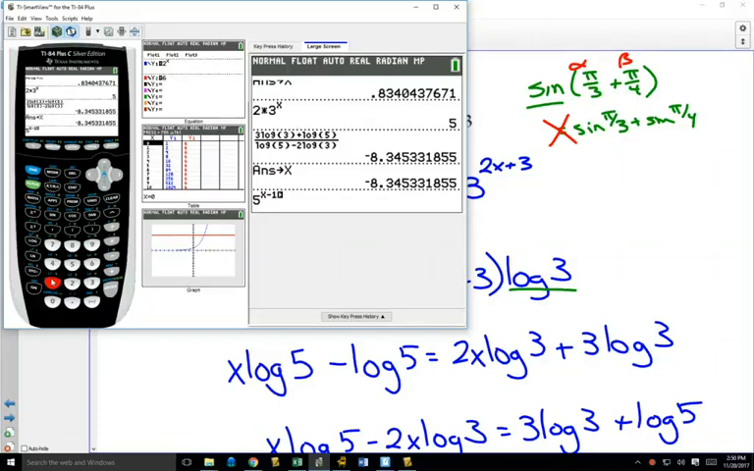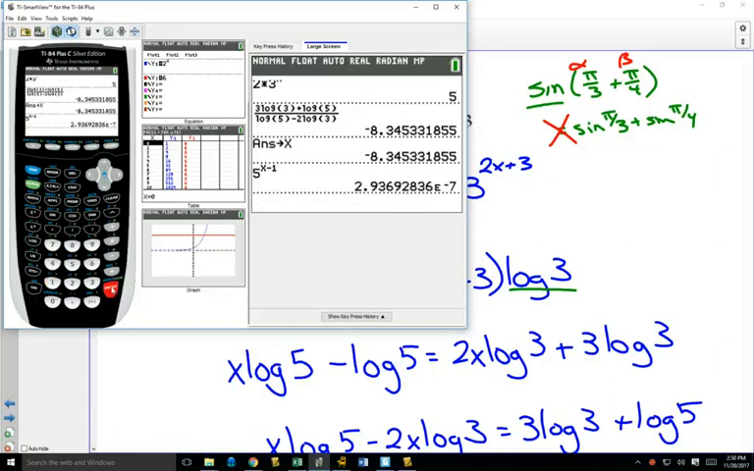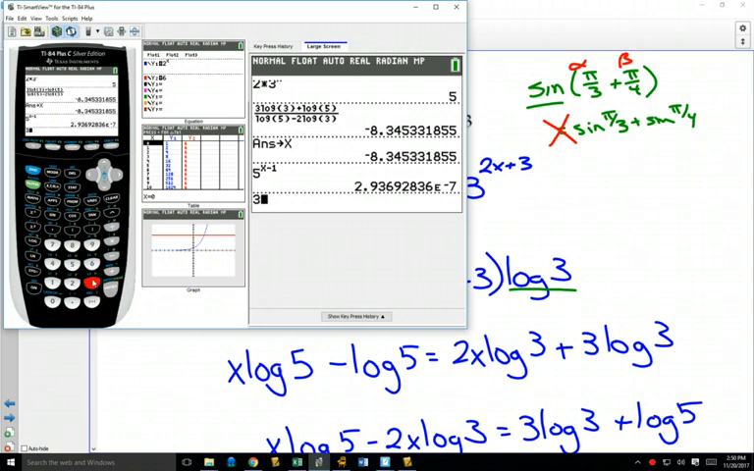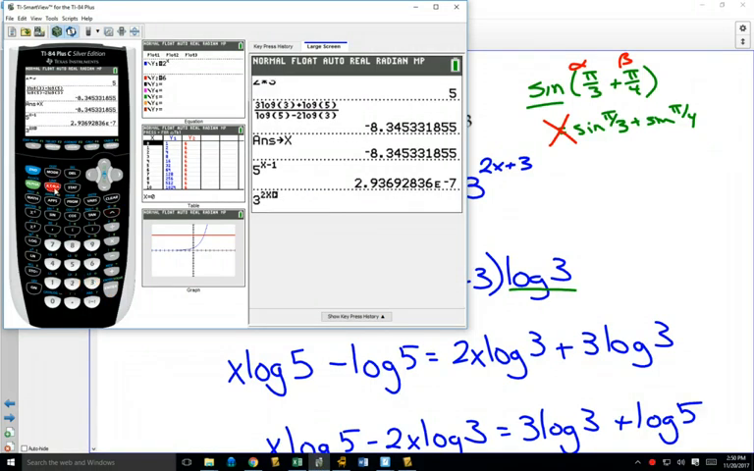If you have the older version, you would need to put the x minus 1 in brackets. Push enter. Okay, that's what the left-hand side equals. My right-hand side of my equation was 3 to the 2x plus 3. So I'll type that in, 3 to the power 2x plus 3.